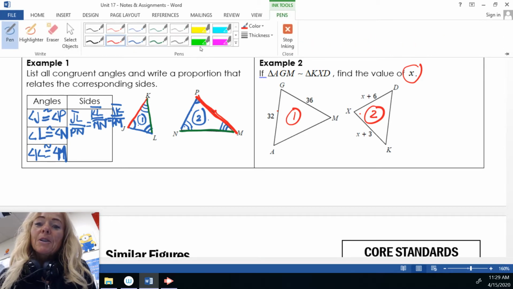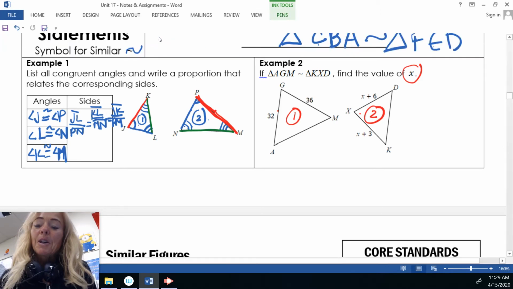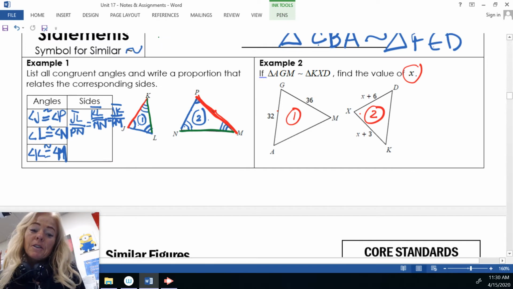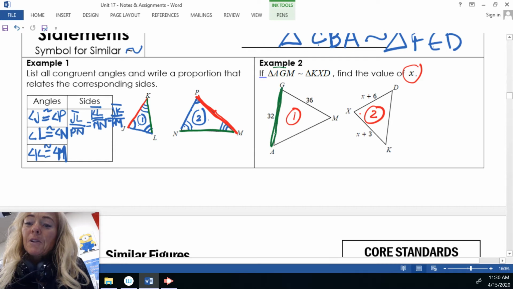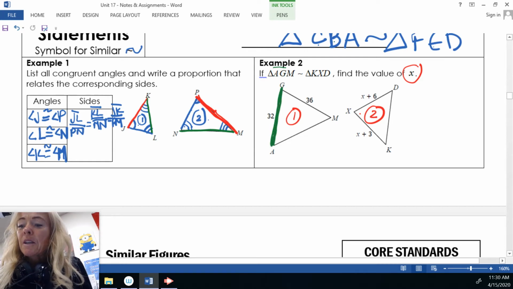So I like to, once again, mark which sides are proportional. And to do that, I like to use just colors because colors help me see. And these are not congruent, so we can't just use a dash with congruent sides. Now, GA or AG are the first two angles of the similarity statement, and so are KX. So KX, those two are proportional sides.